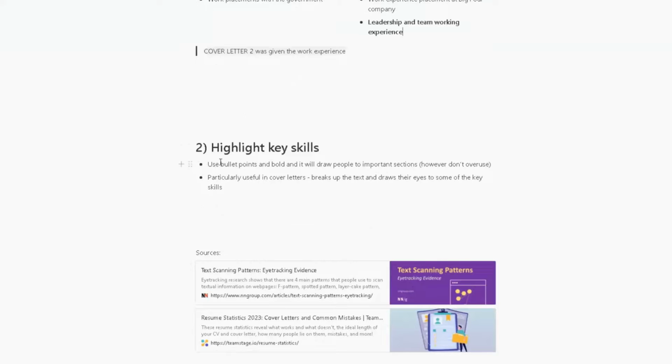So what you want to do for this step, basically in summary, is highlight your key skills, use bullet points in bold, and it will draw people to important sections. However, don't overuse, because then the effect just gets ruined and it doesn't do anything if absolutely every other word is in bold. And this is particularly useful in cover letters, because cover letters are normally just a massive bit of text and they might not read it. So if you use it in cover letters, it breaks up the text and draws the eyes to some of the key skills.